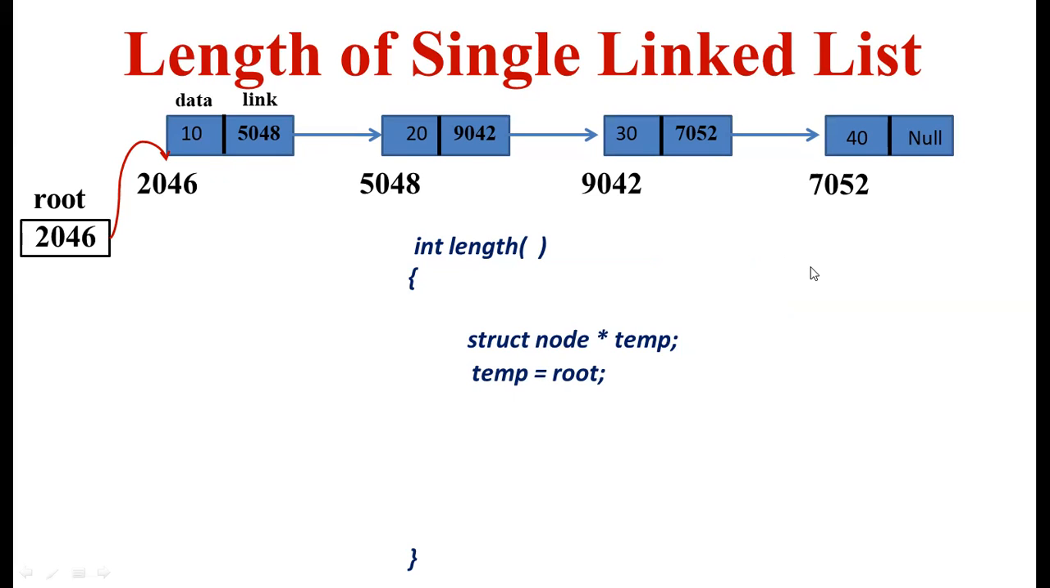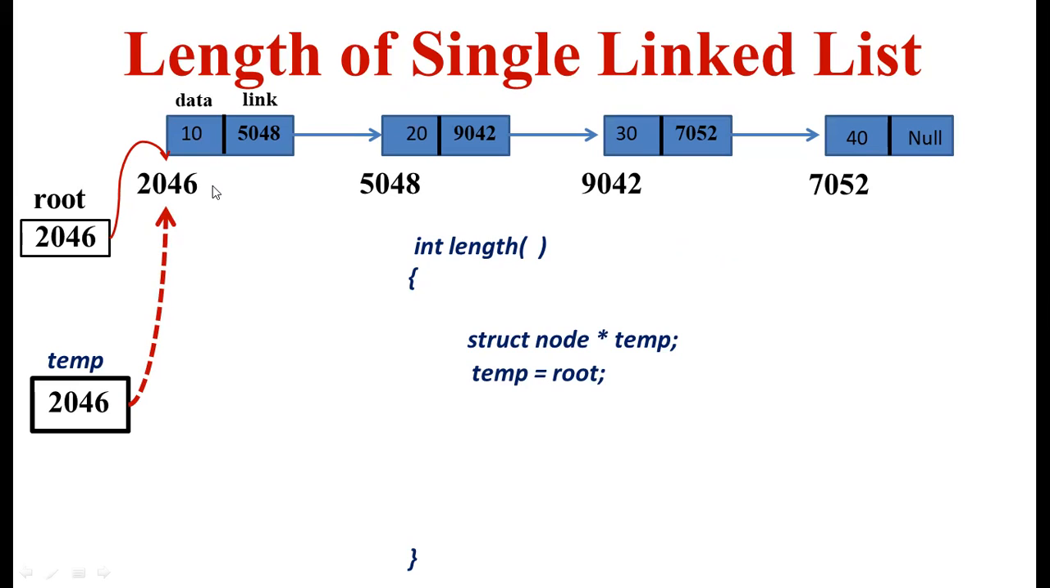So the temp gets some memory allocated, and what value are we storing into the temp? We are storing the root value into the temp. So what is the root value? The root value is 2046, which is pointing to the first node. So in temp, we are storing 2046, so that the temp will be pointing to this particular location.